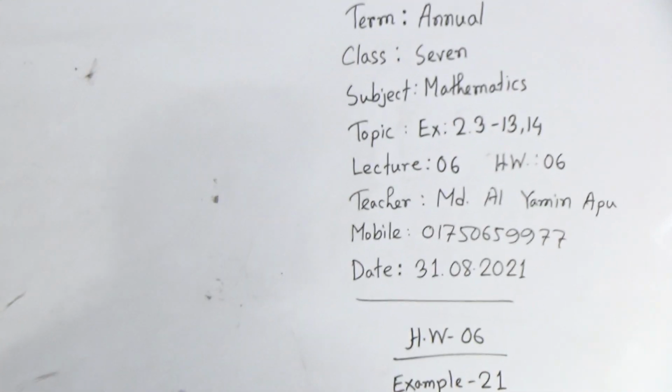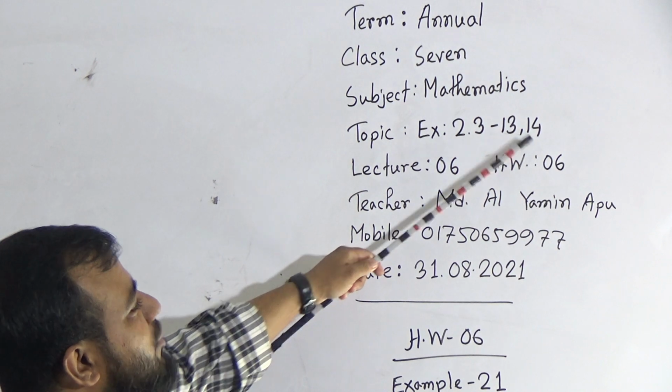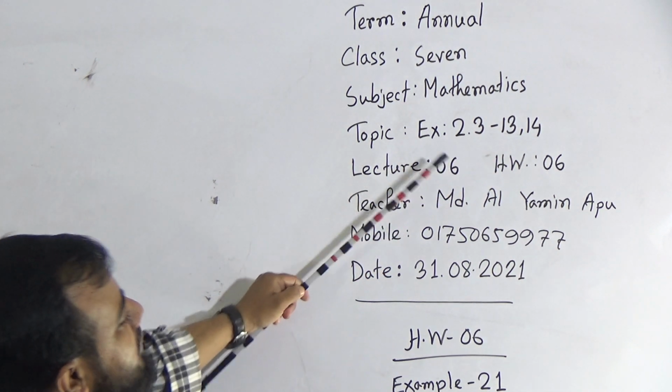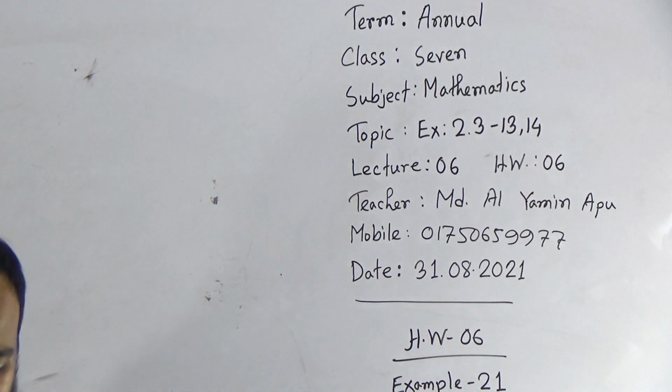Our today's topic is exercise 2.3, question number 13 and question number 14. That means two questions will be solved today. Your lecture number is 6 and you have a homework. Your homework number is also 6. So dear students, look at a glance on the question.